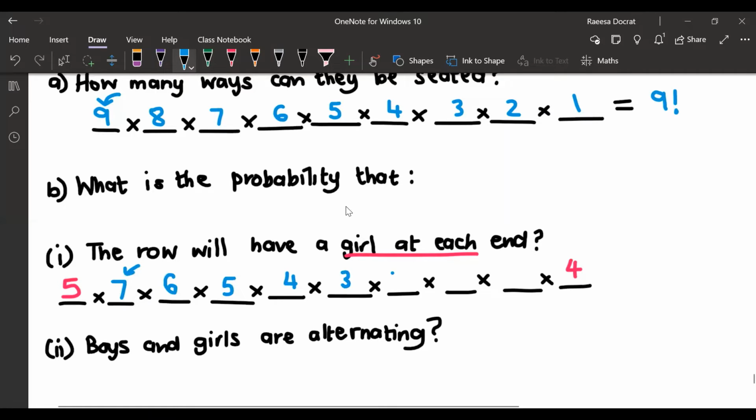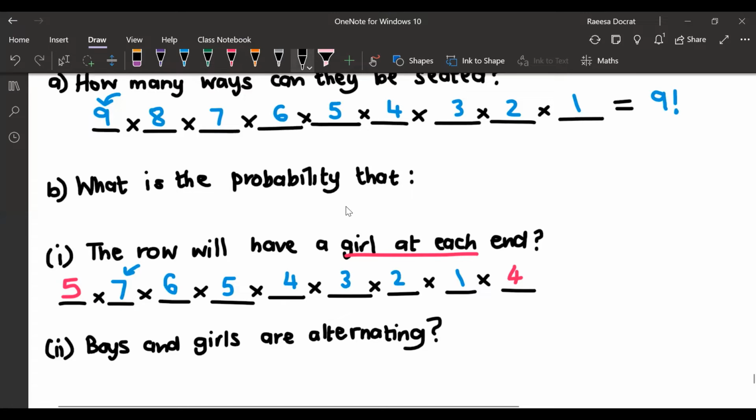The next seat, 7, 6, 5, 4, 3, 2, 1. Do I have more than 9? 1, 2, 3, 4, 5, 6, 7, 8, 9. Sorry, I put 10 spaces here. This should just be the last one. Okay, so we first place our girl at the beginning and girl at the end, and then the remainder of the people we arrange in any order, so then it does not matter.